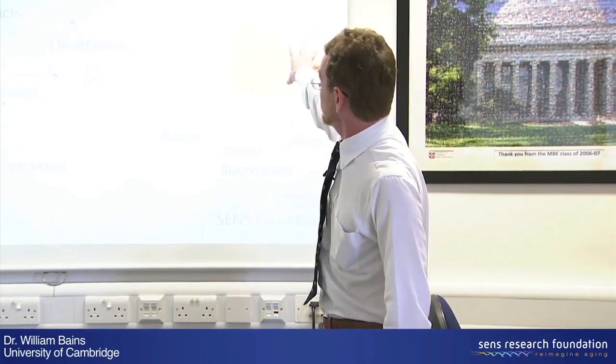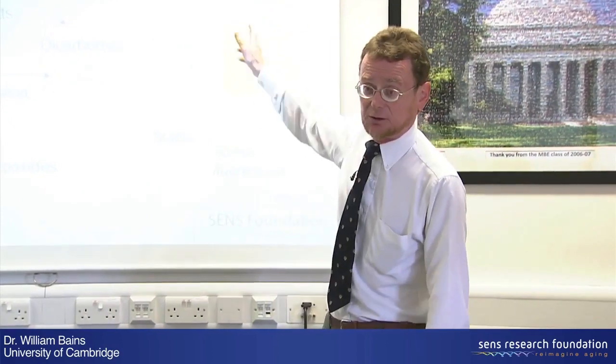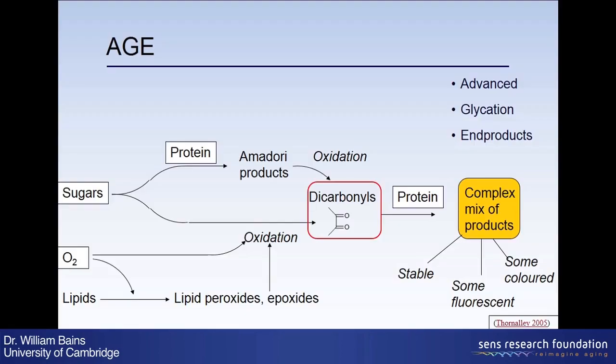This mix of products is called advanced glycation end products. They're very stable. They're chemically stable, so they can sit in your body for decades and not break down chemically. Some of them are fluorescent, so if you shine ultraviolet light on them, they will give out visible light in characteristic wavelengths. And some of them are coloured, so you get this sort of initially yellow and then light brown colour.